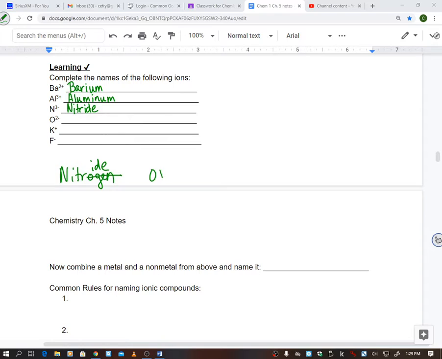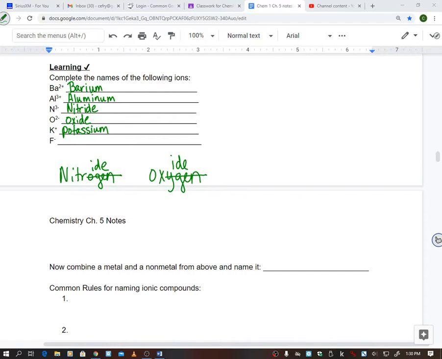Oxygen, getting rid of that ending and adding IDE. So now this becomes oxide. This is going to take some getting used to and just some seeing it, being comfortable with it, becoming familiar with it, to know what these are. Because how do we know it's not oxide or something like that? It's oxide. So potassium is a positive, so it just stays potassium.